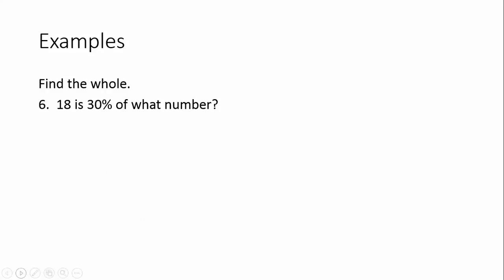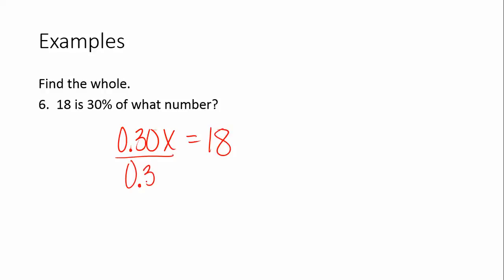18 is 30% of what number? So it's 0.30x equals 18. So again, it's the percent times the whole equals the part. Dividing by 0.30, and again, we get 60. So 18 out of 60 would be 30%.